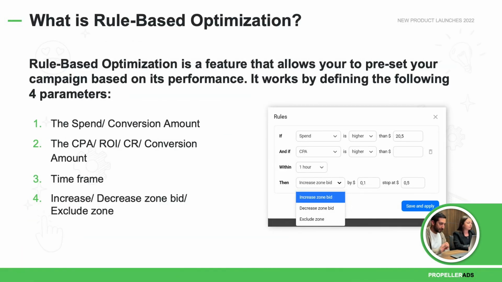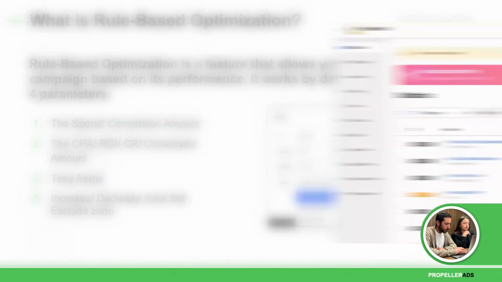Guys, you are in total control of your campaign. You're the master of your campaign. Rule-based optimization is a tool designed to, we will show, but let me just tell them a few words about it. It's a tool that you will use to optimize per zone. It gives you some parameters to set, and when these parameters are met, there is an action happening per zone. So let's go see what we mean.